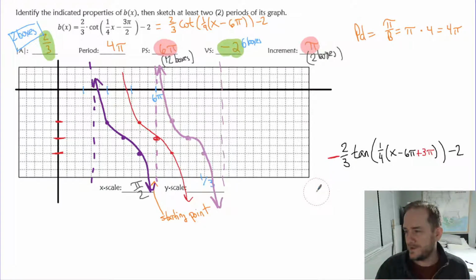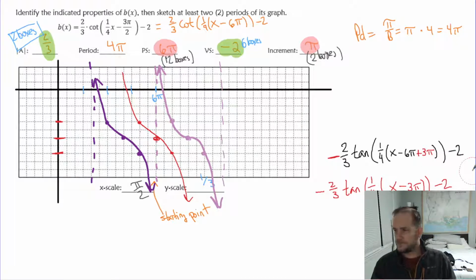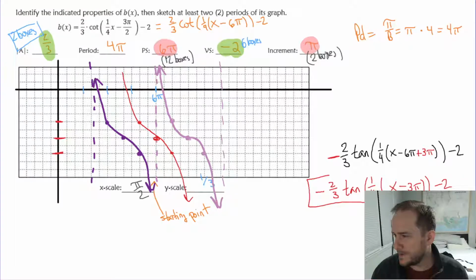So your final answer would be negative 2/3. So same A value, but tangent needs to be negative. The 1/4 would still be the 1/4. That's based on the period, which hadn't changed. X is X. We can actually do this operation. It'll be minus 3 pi. Minus 2. Yeah, that's your equation. So now just domain and range.